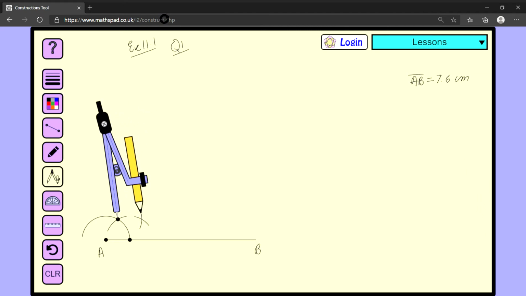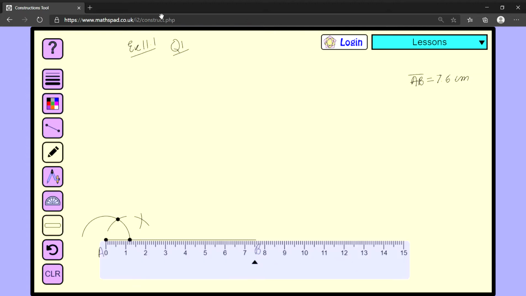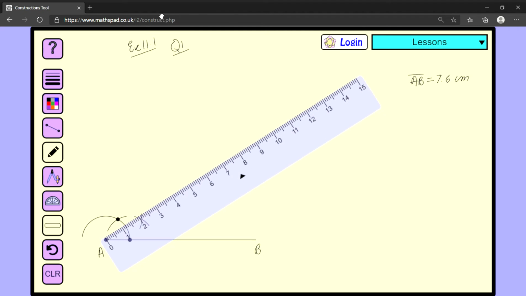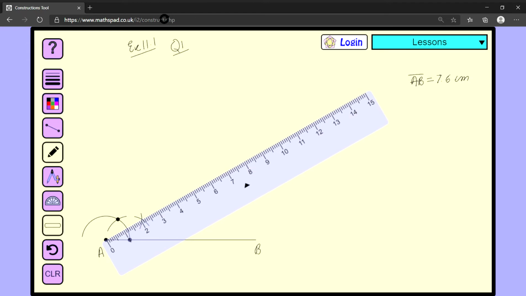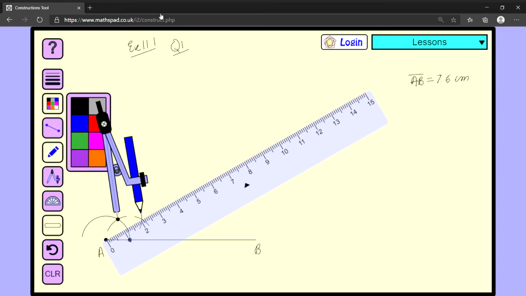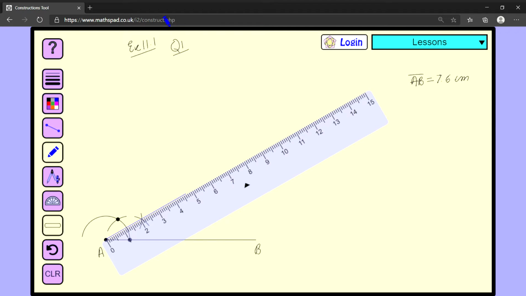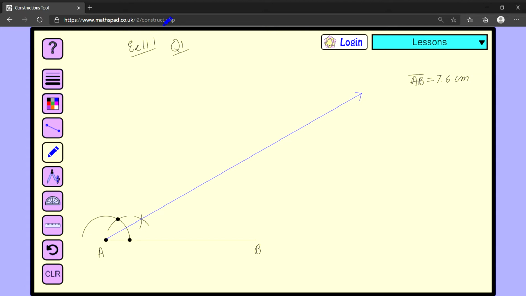Bisecting an angle of 60 degrees. This point of intersection of the arcs will give me an angle of 30 degrees right over here. Let's bring the ruler and draw a line segment to join the vertex with the point of intersection of these arcs. Putting the ruler away, let's name this arm as AX. Therefore, angle BAX is 30 degrees. I've constructed this with the help of ruler and compasses.